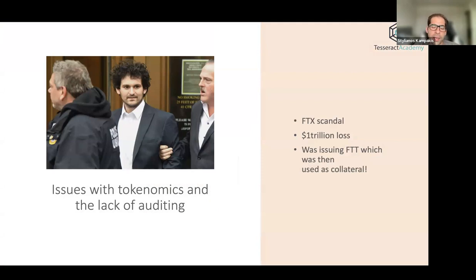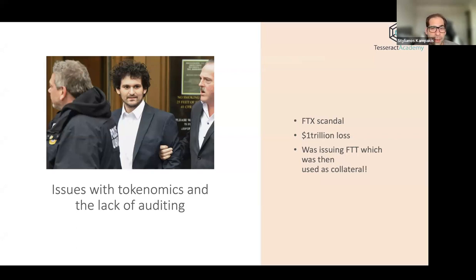And then another very famous scandal is obviously the one by FTX and Sam Bankman-Fried. $1 trillion loss, again, like immense financial loss. It's horrible. Many lives were destroyed, and there were many dodgy things happening, especially on the accounting side. But on the tokenomics side, something that was very prominent and very dodgy, let's say, was the fact that FTX was issuing its own tokens and then placing them as collateral, which is pure insanity.